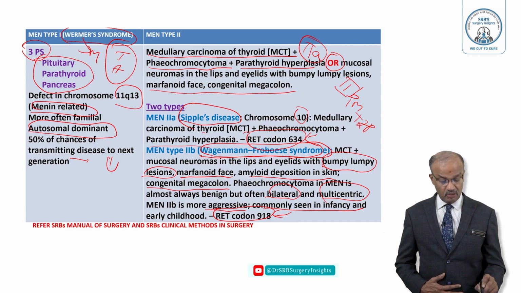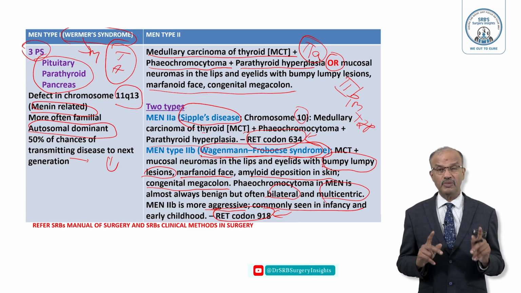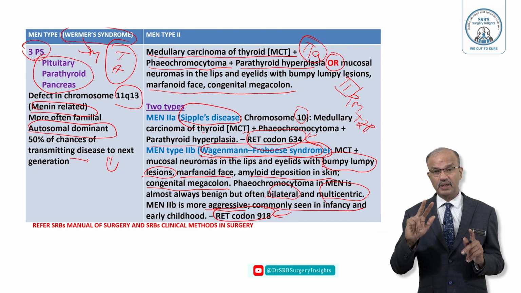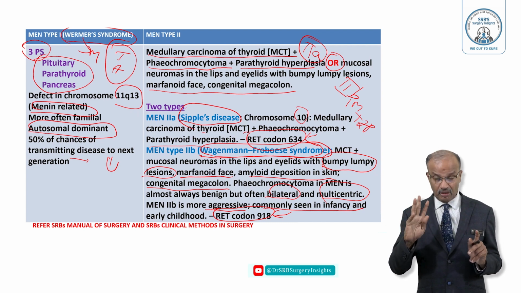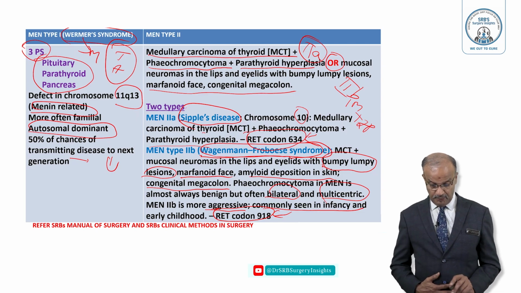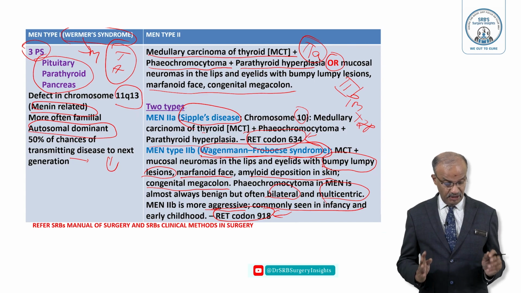So simply remember: Wermer's syndrome, Sipple syndrome, Wagenmann-Froboese syndrome, MEN1, MEN2A, MEN2B. So three types: 1, 2A, 2B. Wermer's syndrome, Sipple syndrome, Wagenmann-Froboese syndrome. So this chart gives a very clear idea of the meaning of each.